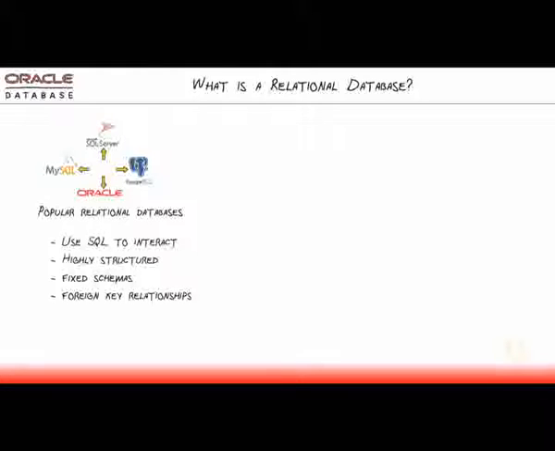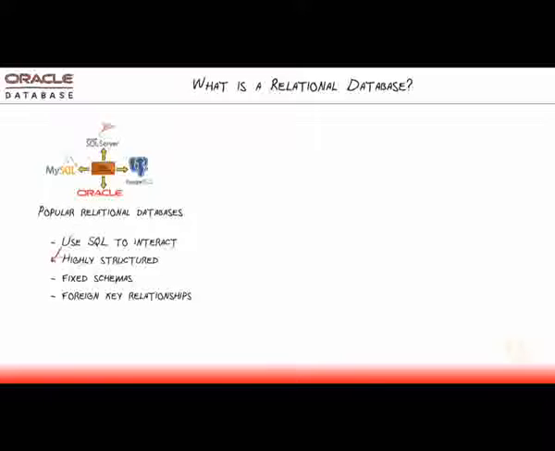For one, they use SQL to interact. We'll talk a lot about SQL over the coming weeks here inside of these Nuggets. SQL is a standardized language for interacting with databases, and for all of these databases listed here, and most relational databases, it's sort of implied or assumed that SQL is the language you are going to use to interact with them.